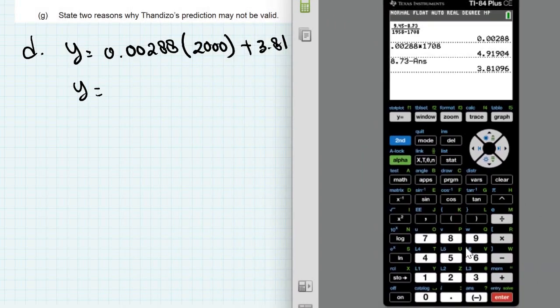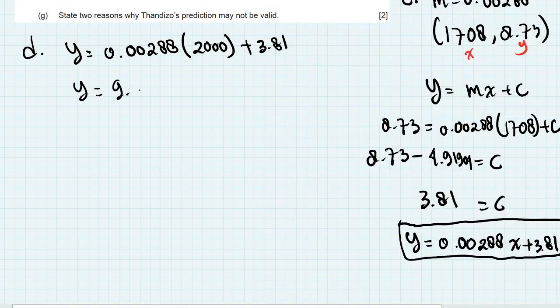We will have 0.00288 times 2000 plus 3.81. Enter. We have 9.57. Let's check. What's the answer?